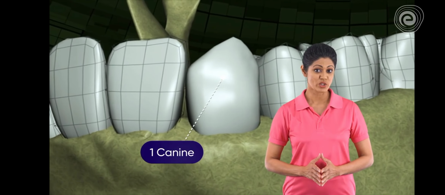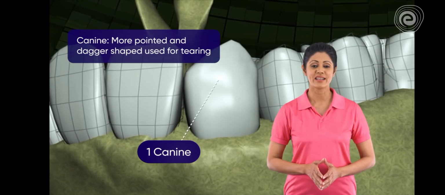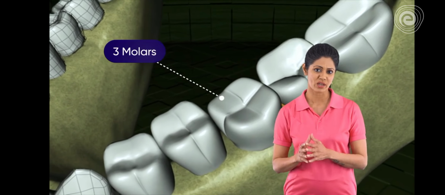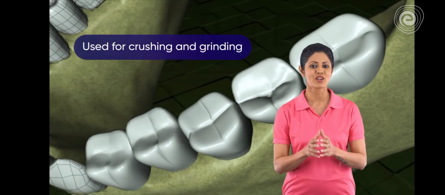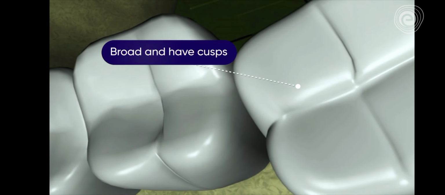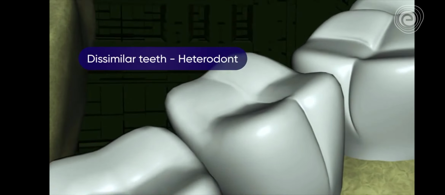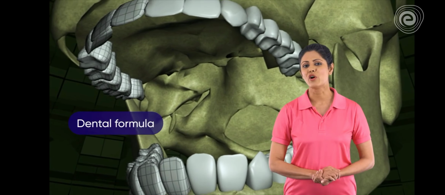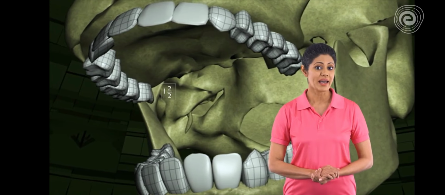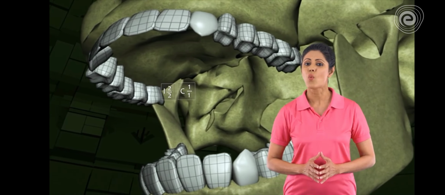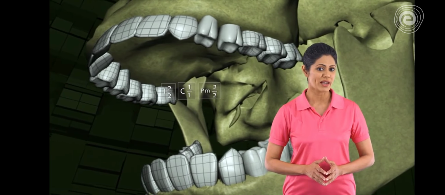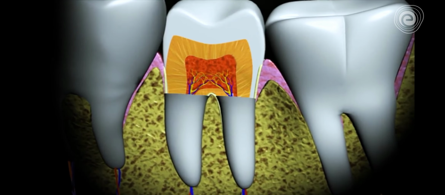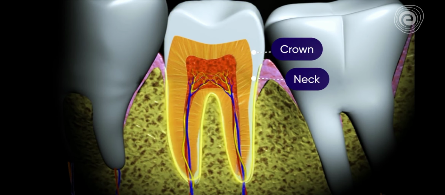One canine, which is more pointed and dagger shaped, is used for tearing or shredding. Two premolars and three molars are used for crushing and grinding, and are broad and have cusps. Thus, human teeth are dissimilar and so are called heterodont. The dental formula is represented as I 2/2, C 1/1, PM 2/2, M 3/3. Each tooth has three parts, namely crown, neck and root.